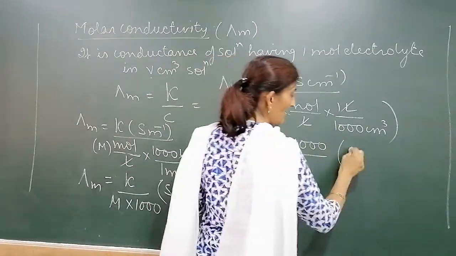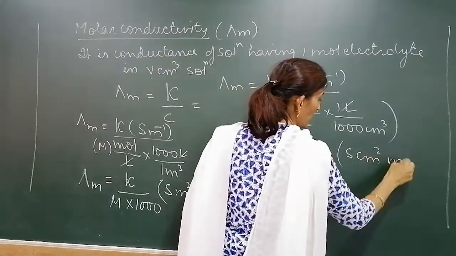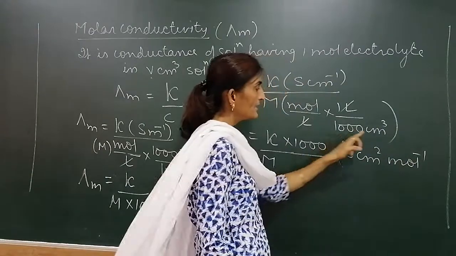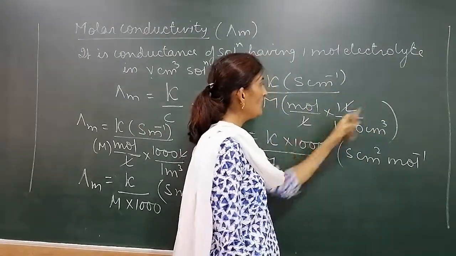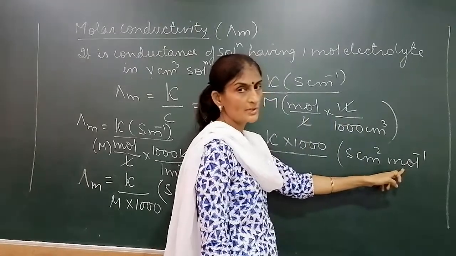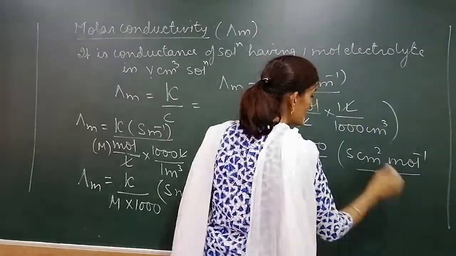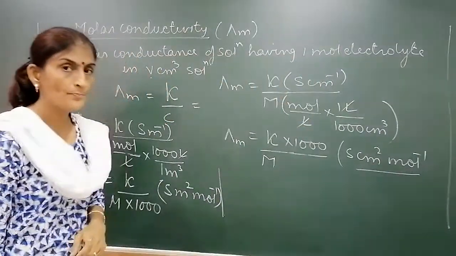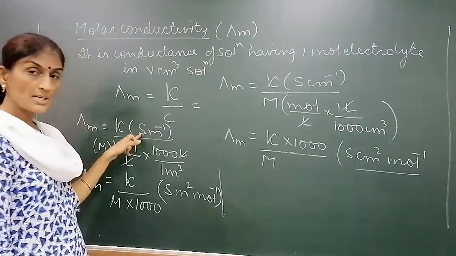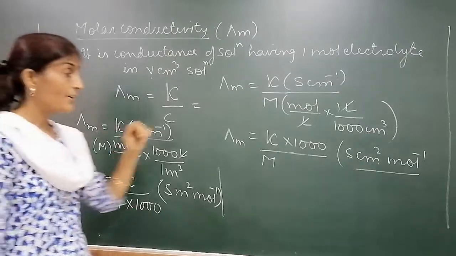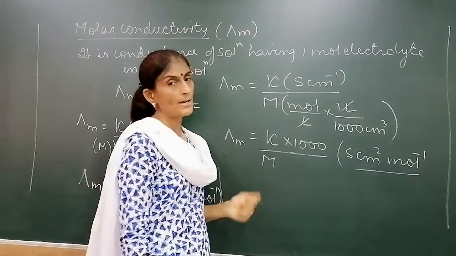Now what is the unit of lambda m? Siemens centimeter square per mole. This centimeter cube when moved up, it will become centimeter square. And this mole when moved up, it will become mole. So these are the two different units for calculating lambda m. Accordingly, you have to use the formula. If it is in Siemens meter inverse, divide by 1000. If it is Siemens centimeter inverse, multiply by 1000.